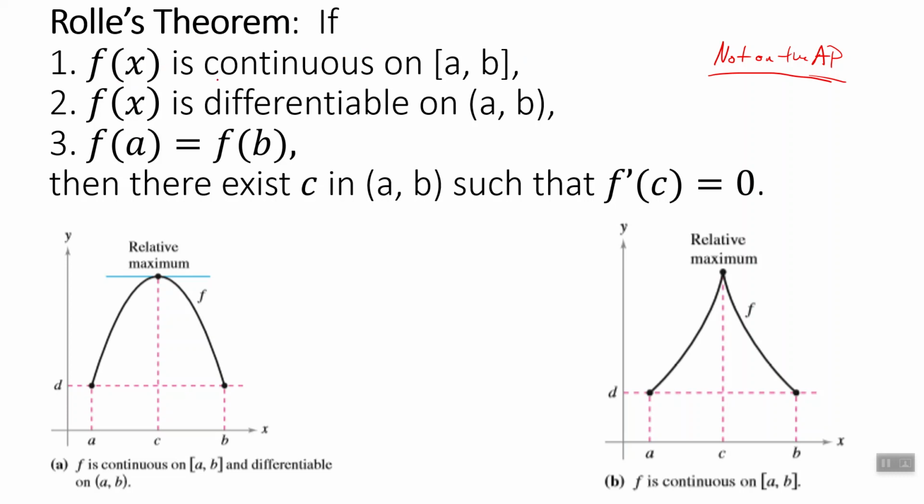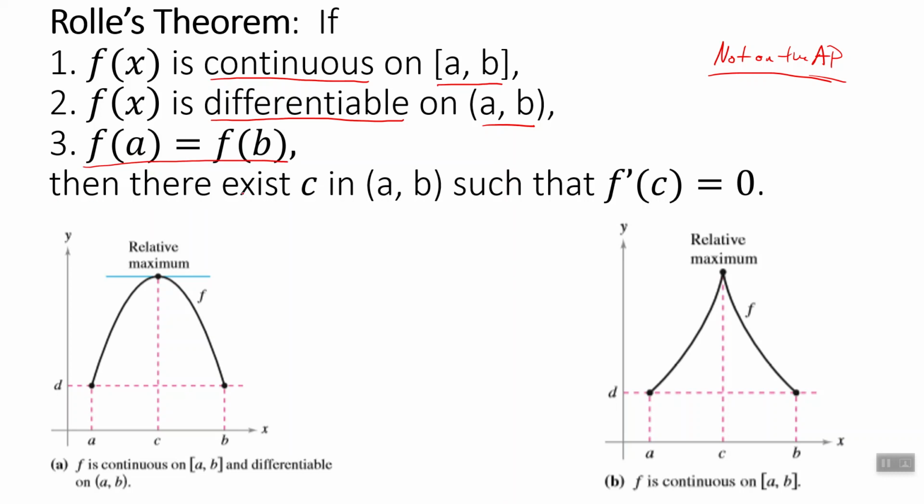So first, we need our function f to be continuous on some closed interval, so including both endpoints. We'll need it to be differentiable on the open interval, so it doesn't matter if it's differentiable at the endpoints, but in between it needs to be differentiable. And we need the two endpoints to equal each other. So if we plug in a and plug in b, we get the same value.